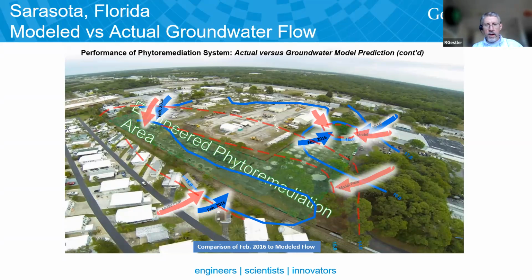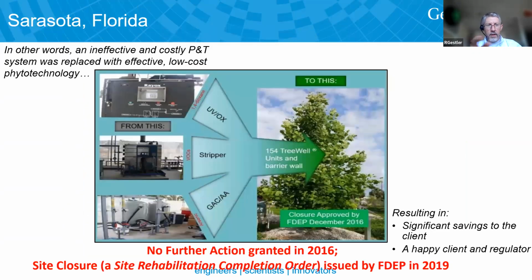I think I'm still good on time, so I'll jump into one more case study. To close this one out, to sum it up, we took an ineffective and very costly pump and treat system and basically replaced it with 154 trees. The result was very significant savings to the client, a very happy regulator. We really turned that situation around. And the good news, we got a no further action granted in 2016, and in 2019, full site closure. So we are done with this site.